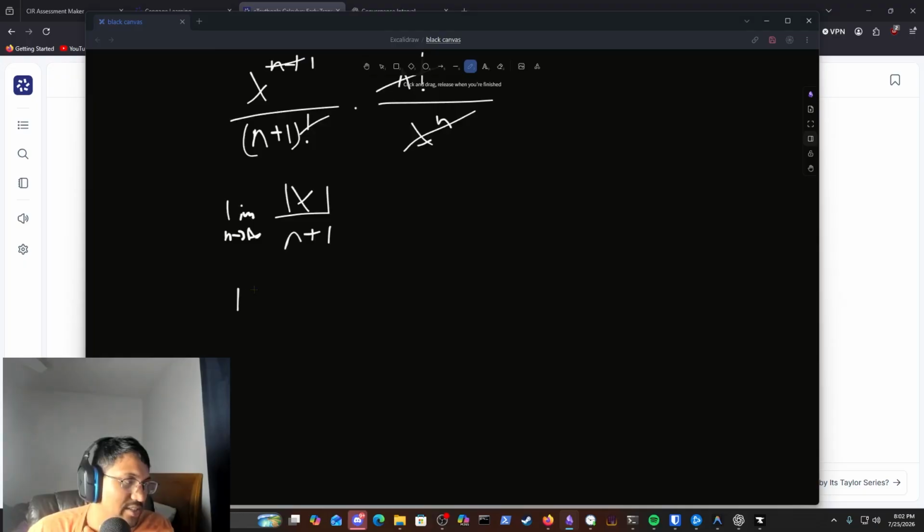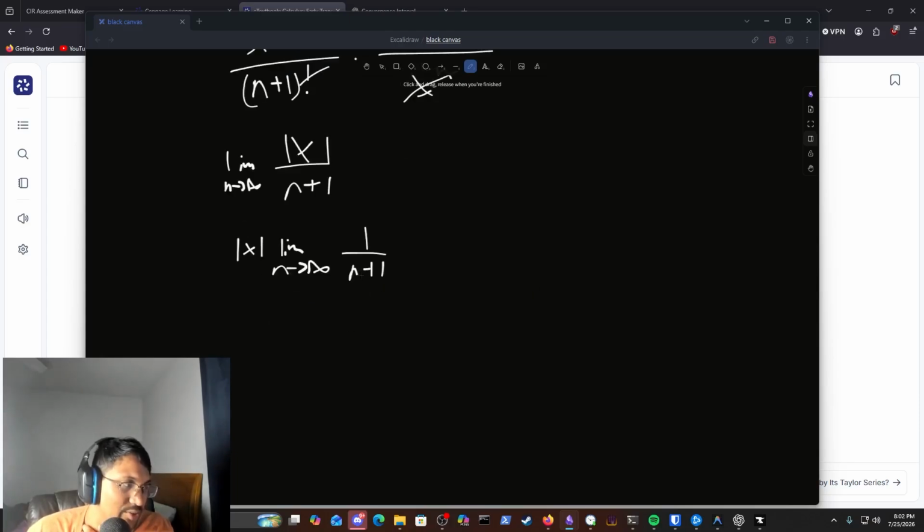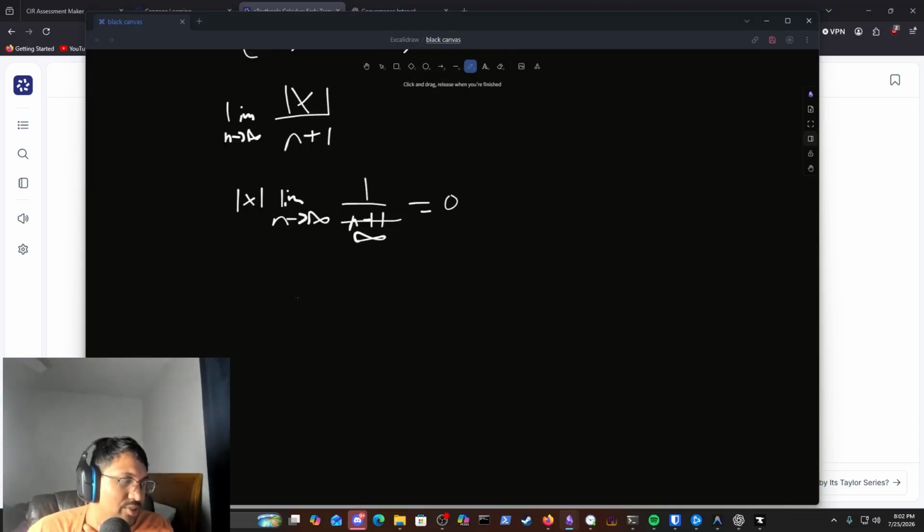Any constant can be taken out of the infinity equation and just multiplied by it. So we get, as n goes to infinity, 1 over n plus 1. As n goes to infinity, the bottom is going to be infinity. 1 over infinity equals 0. So we have the absolute value of x times 0.